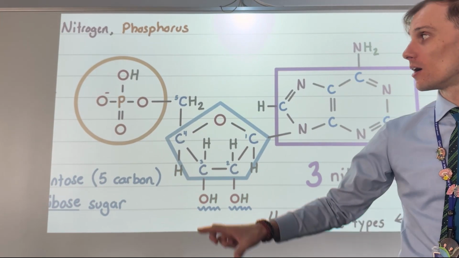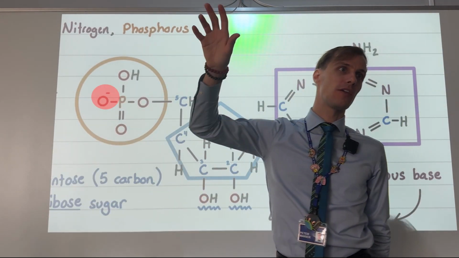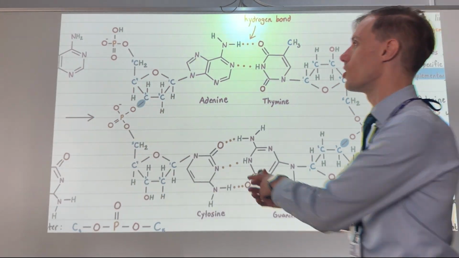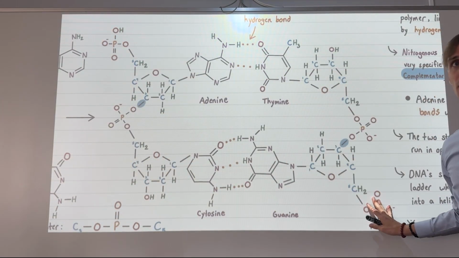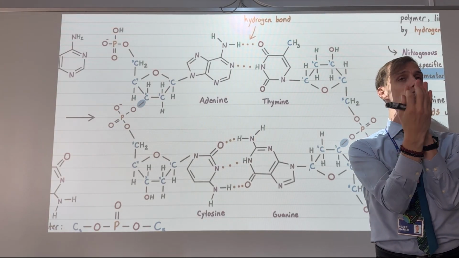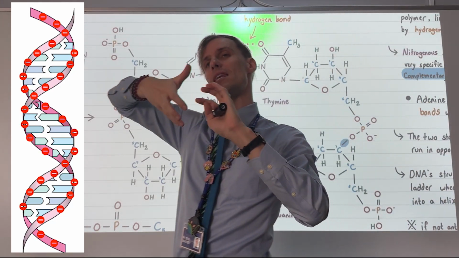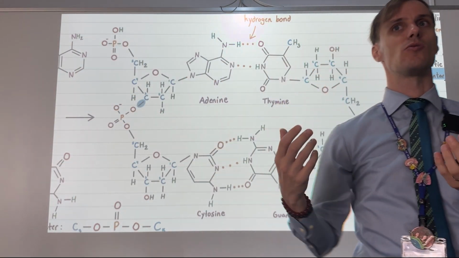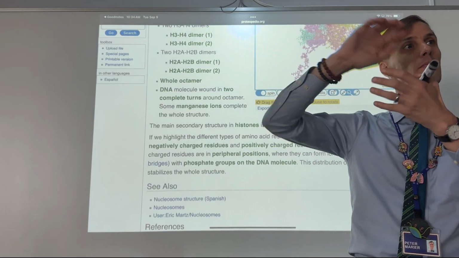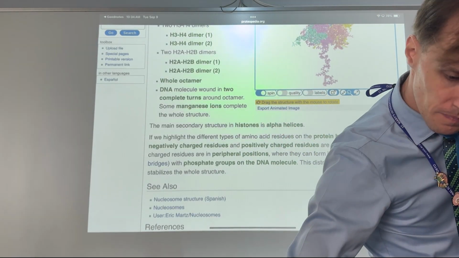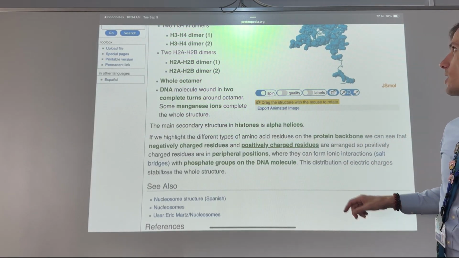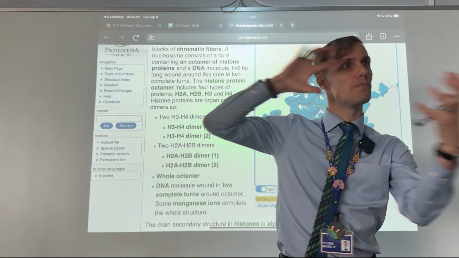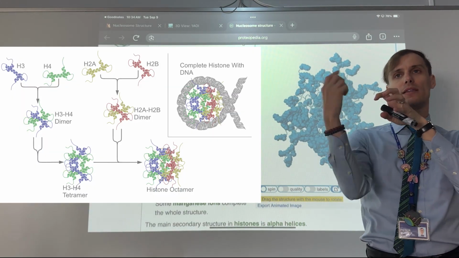Let's zoom into here. Phosphate groups actually carry a negative charge. When you look at the entire molecule together, you'll notice that the phosphate backbone on the outside is actually negatively charged. So if the outside of DNA is negatively charged, then we can deduce that some areas of the histones must be positively charged. The peripheral, meaning the outside positions of these histones, actually carry a slight positive charge. And that allows them to bind or link onto DNA quite strongly, and that's what holds them in place.